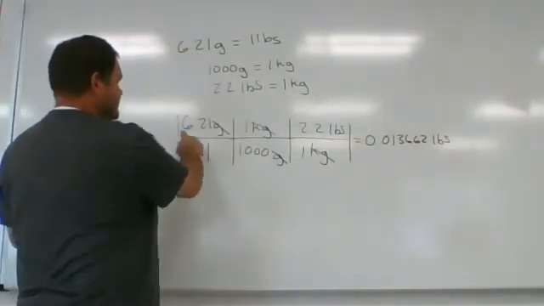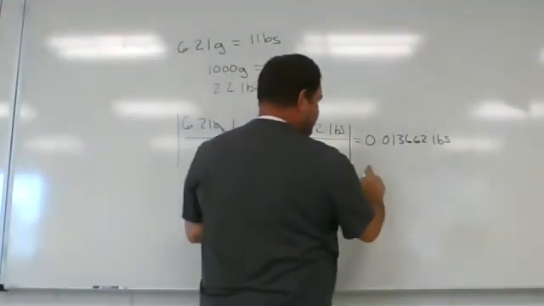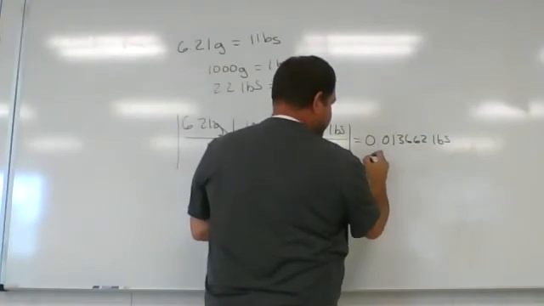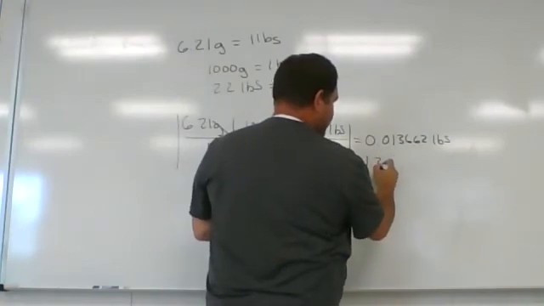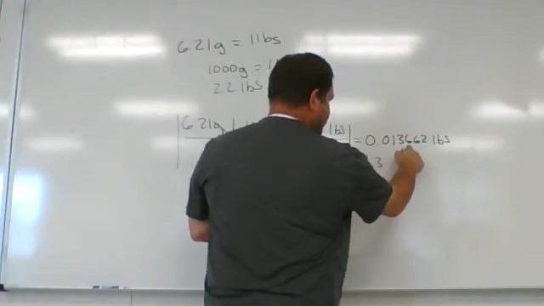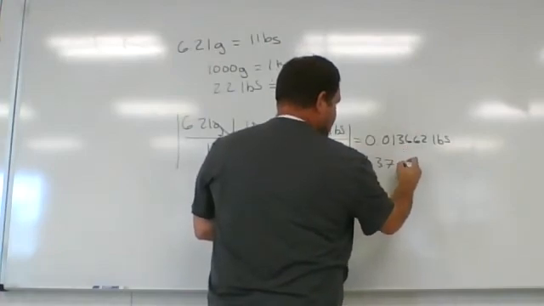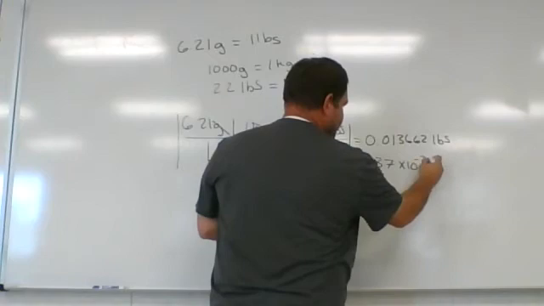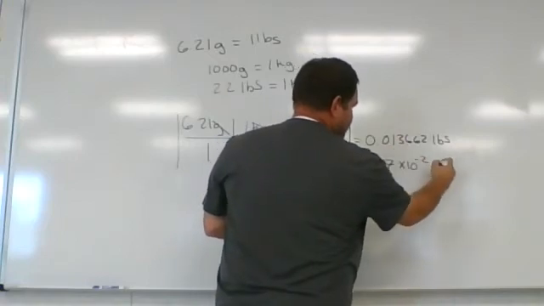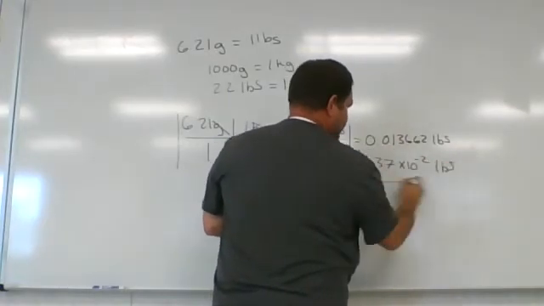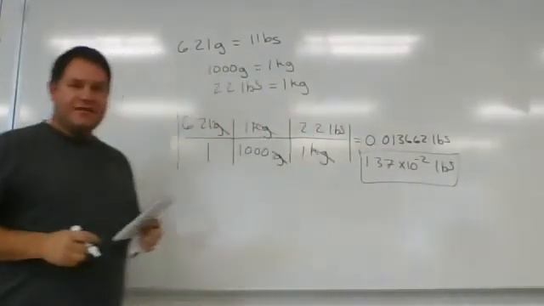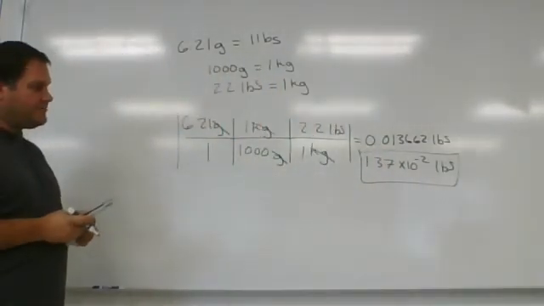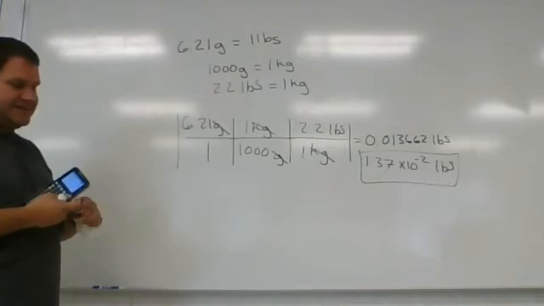I need to reduce it down to 3 significant figures. So in scientific notation, it would be 1.3, round to the 7 there, times 10 to the -2 pounds. And that will give me my final answer, reported with the correct number of significant digits.